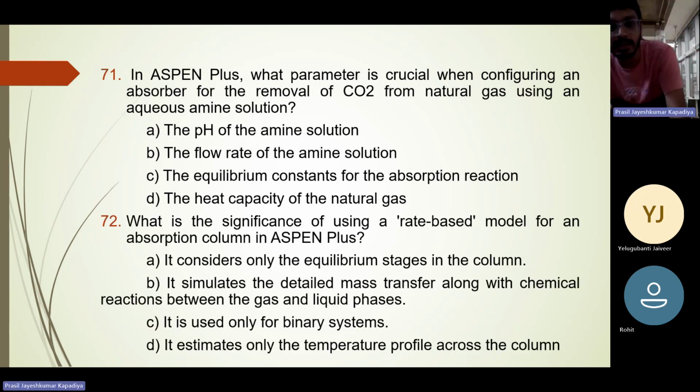What is the significance of using a rate-based model for an absorption column? Does it only consider equilibrium stages? It simulates mass transfer as well as reaction if it's happening. It is used for binary systems and it estimates only the temperature profile. What is the answer? It is clear. It is saying rate based, detailed mass transfer with reaction. There is mass transfer as well as reaction, and for that a rate-based model is used. So the answer should be B.